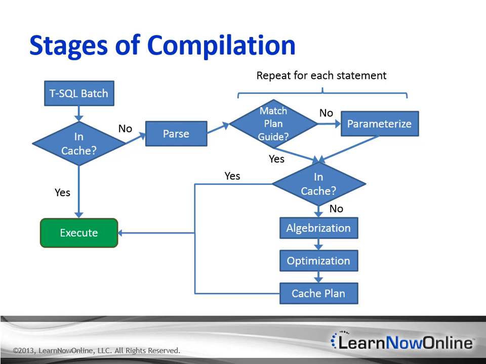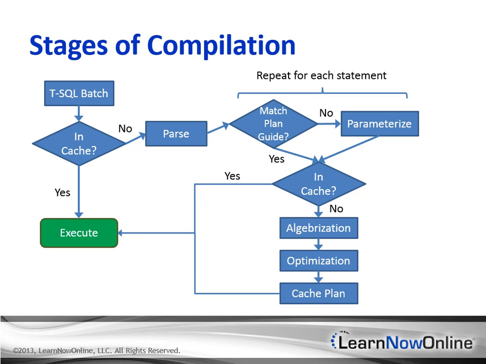Then, for each statement in the batch, the query processor sees if there is an existing plan guide and if it's in the cache. A plan guide is an object that you can define to specify a query plan for a query. If there's a match that's in the plan cache, the processor uses the plan guide for that statement and sends it off for execution. If there's no match, the query is parameterized, which essentially creates a version of the query with separate parameters, and it once again checks to see if the parameterized query is in the plan cache. If there's a version in the plan cache, it's again sent to the execution engine.